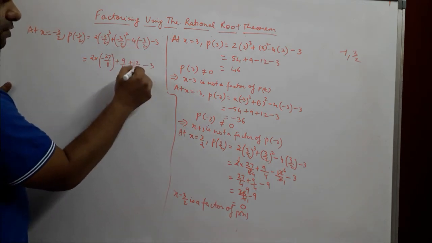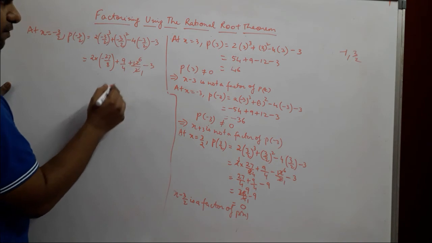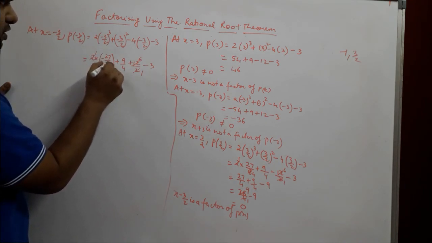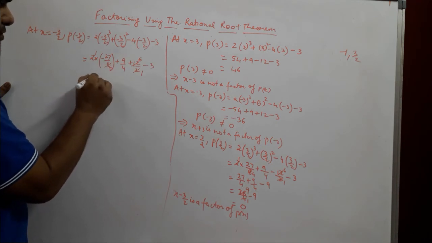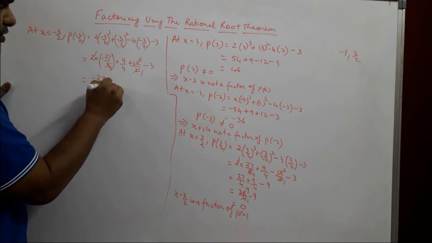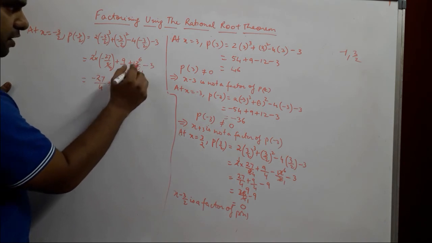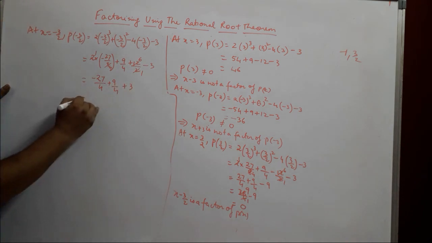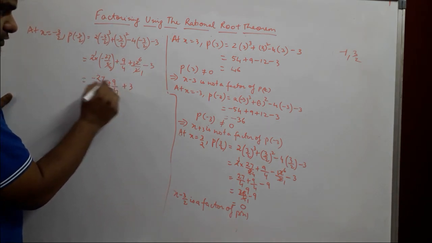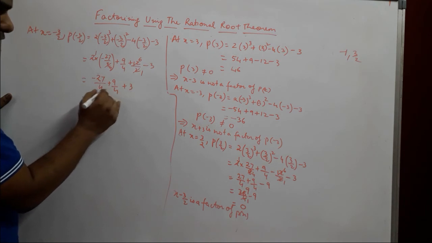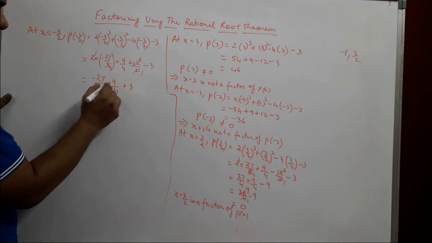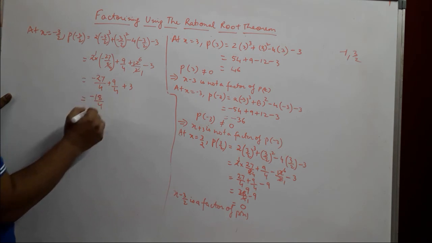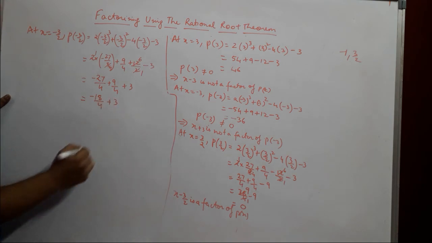Okay, so here we cancel, 2 ones are 2, 2 6s are 12, and here we will cancel this out, 2 ones are 2, 2 4s are 8. So we are left with minus 27 upon 4 plus 9 upon 4, and 6 minus 3 will give us positive 3. So minus 27 plus 9, we can easily add because the denominators are the same, which means we will get minus 18 upon 4 plus 3.